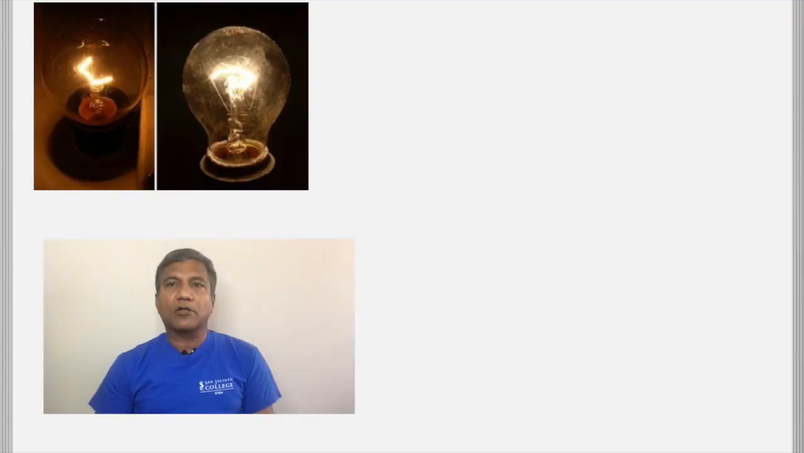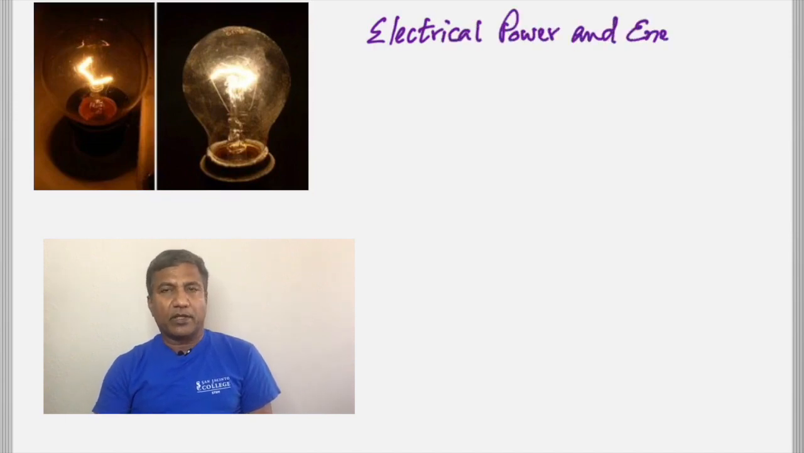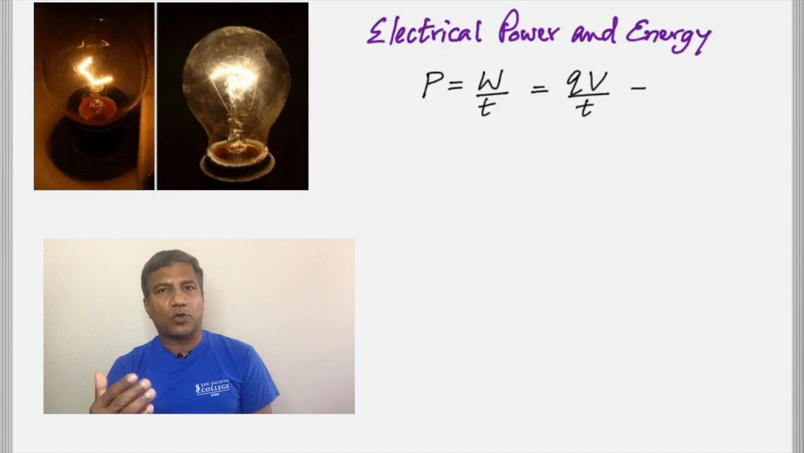So what is electric power? That's what we're going to look at here. Let's talk about electrical power. And the formula for power is work over time. And work is measured in joules, time in seconds, and so the unit of power is watt. Okay? And work in electricity is the product of charge and voltage. So that's why we get Q times V, and then Q by T.